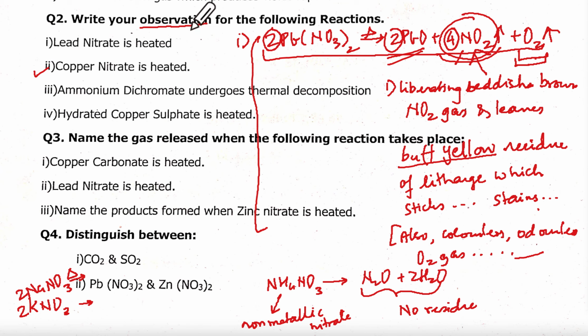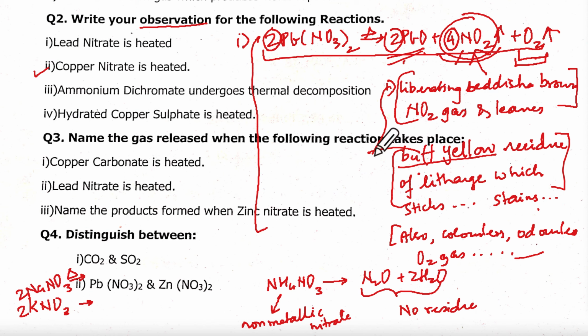So tell me, what is your observation? That blue copper nitrate will liberate what? Reddish brown NO2 gas. And what colored residue will it be? CuO means black residue. Just say black residue. Why do you want to say black colored? Black means black color only, no? So don't write the word color, because you are saving on your time.